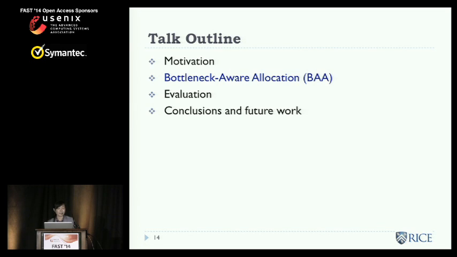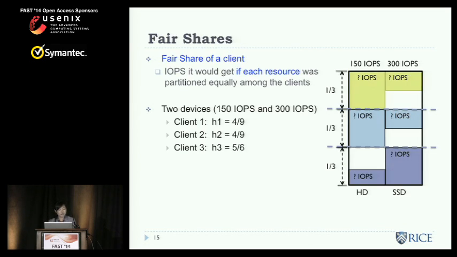We will call it BAA in the rest of the paper. We start by introducing the concept of fair share. In a single device, we could allocate equal IOPS to each client to get fairness. For multiple resources, instead of allocating equal IOPS, we allocate equal resource to each of the clients and see what IOPS they can get. So we define the fair share of a client as the IOPS it would get if each resource was partitioned equally among the clients.